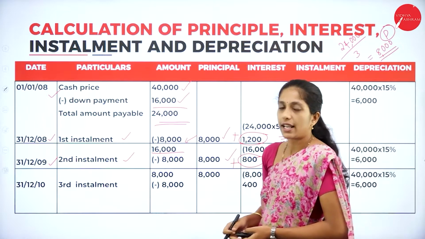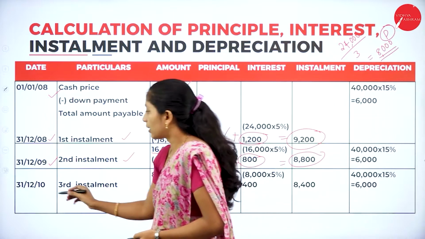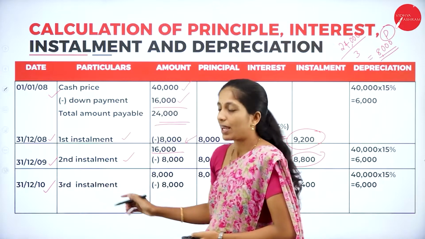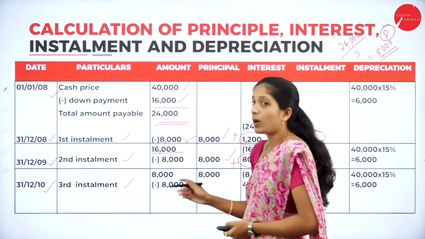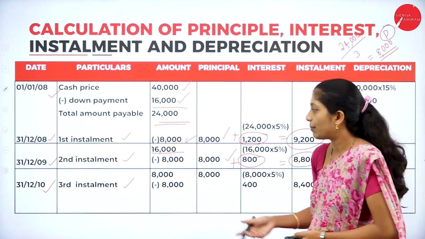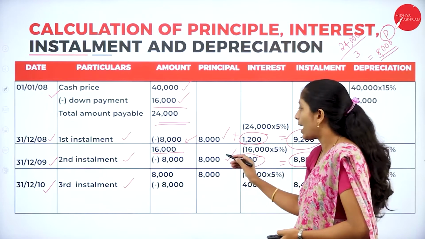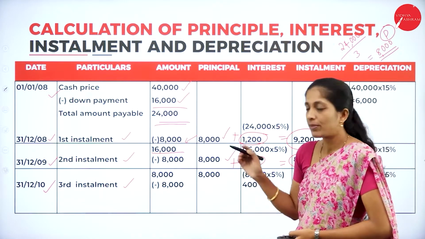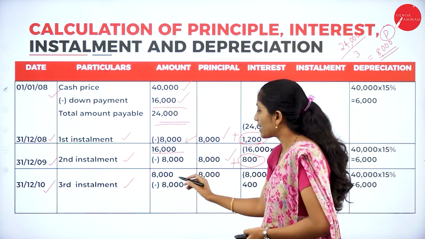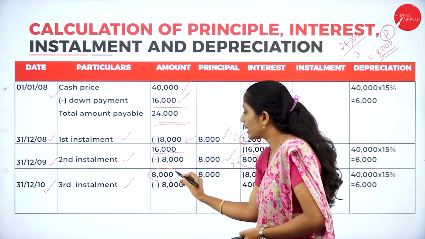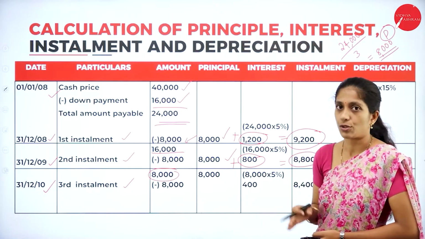Now come to the third year, that is the last year, 31st/12/2010. We are making the third installment. Now what is the amount payable in the third installment? In the second installment it was 16,000, out of which we have paid 8,000, right? So 16,000 minus 8,000. So the amount payable in the third year is 8,000 rupees.